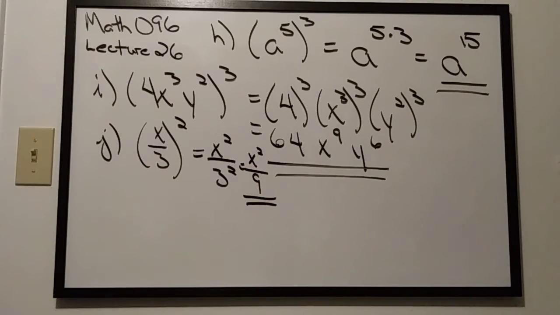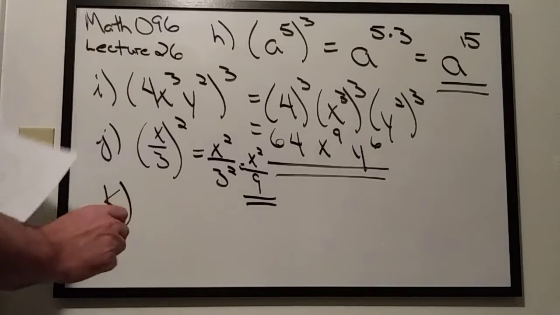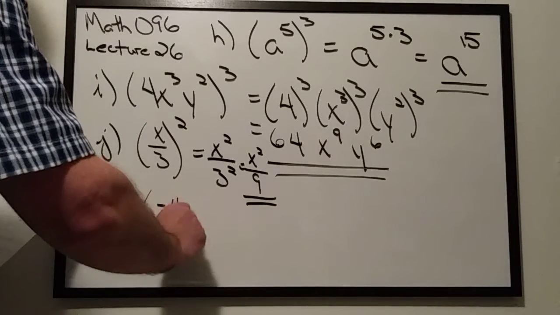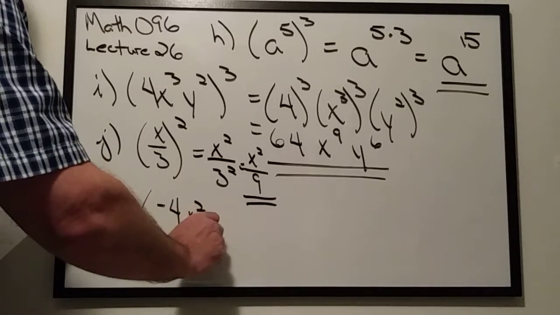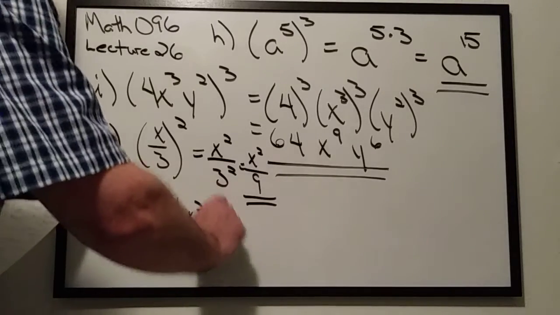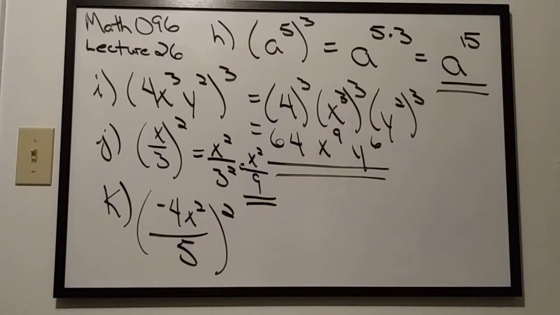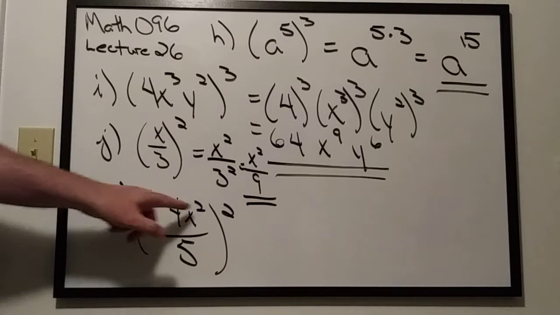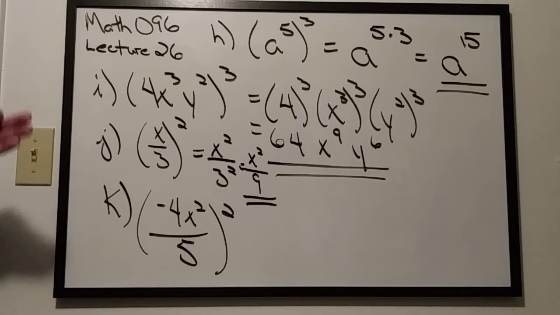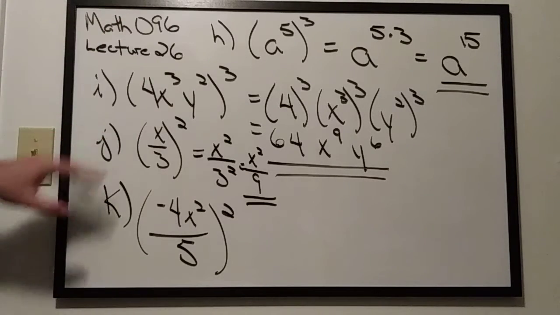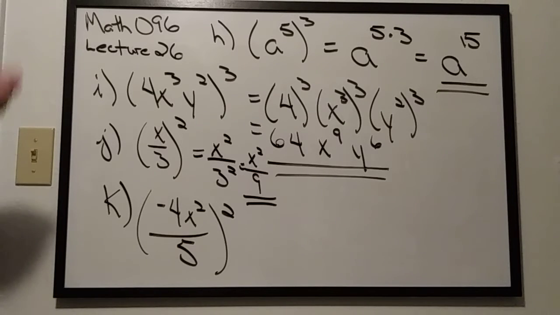Now let's try one last problem for the day. Here is k. We have negative 4x squared divided by 5, and that whole expression is going to be squared. So this is going to be an example of the expanded power rule. And once again, it's always a good idea to double check. Everybody inside the set of parentheses is connected by multiplication or division. And because of that, it is an example of the expanded power rule. So just like we saw in these problems up above, I can bring that power of 2 down to every single one of the pieces inside that set of parentheses.